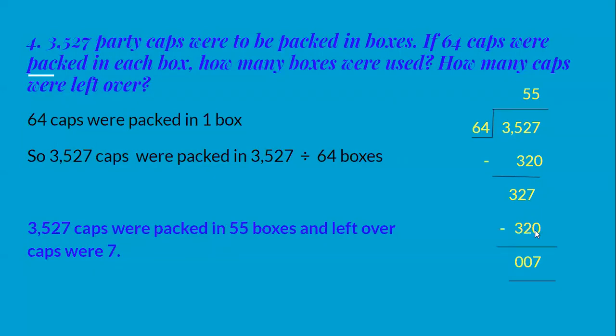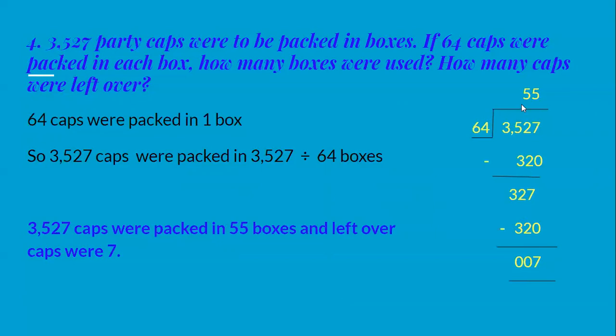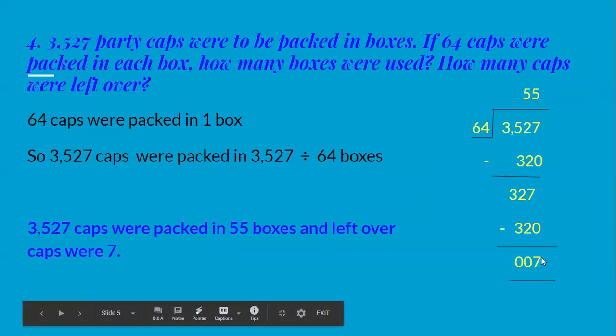327 minus 320 equals 7. So what is the remainder left here? That is the leftover caps. So total 55 boxes are needed. After packing the caps in 55 boxes, 7 caps are left over.